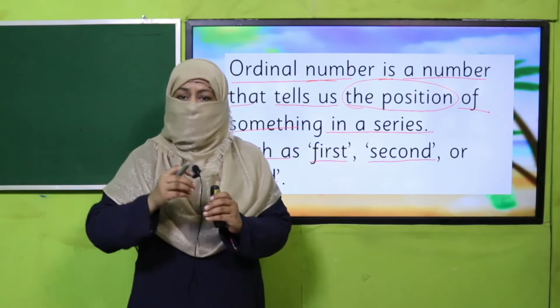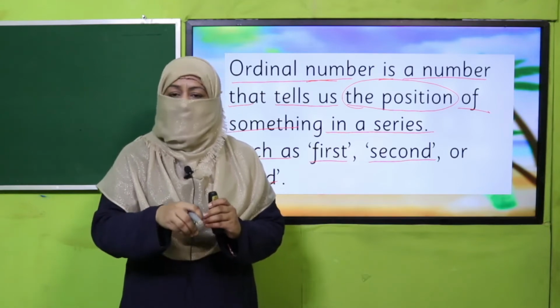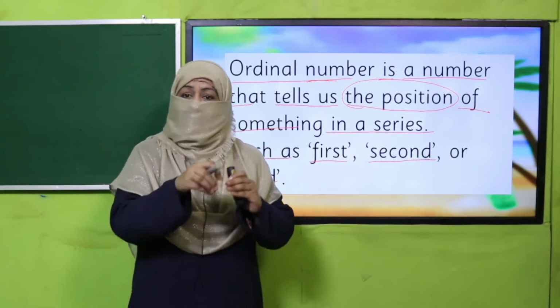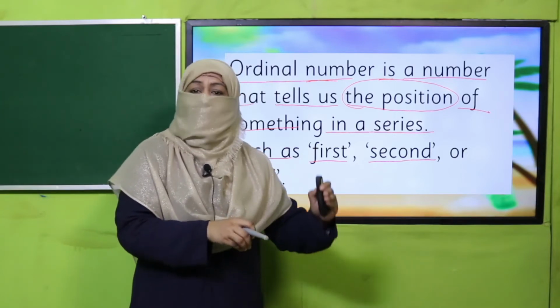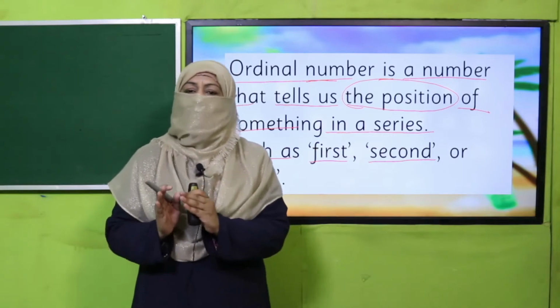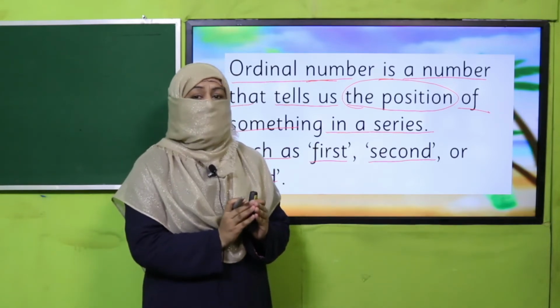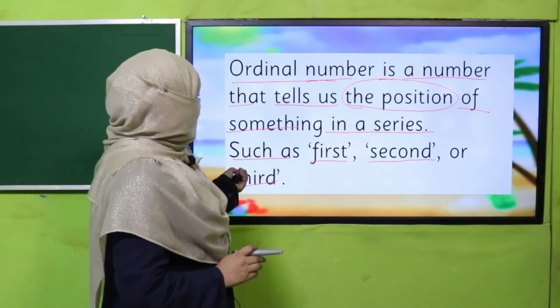So the thing which we place at number 1, we call it first. But the thing we place at number 2, we call it second, then third, fourth, fifth, sixth. This is how the ordinal numbers go on. This is what we have already studied in grade 1. So let's see with examples.